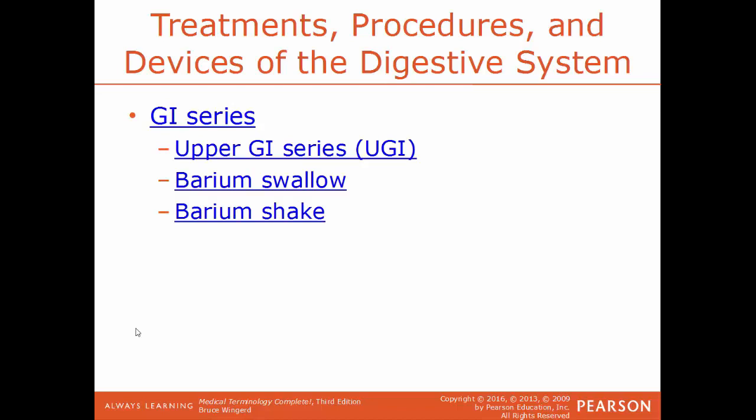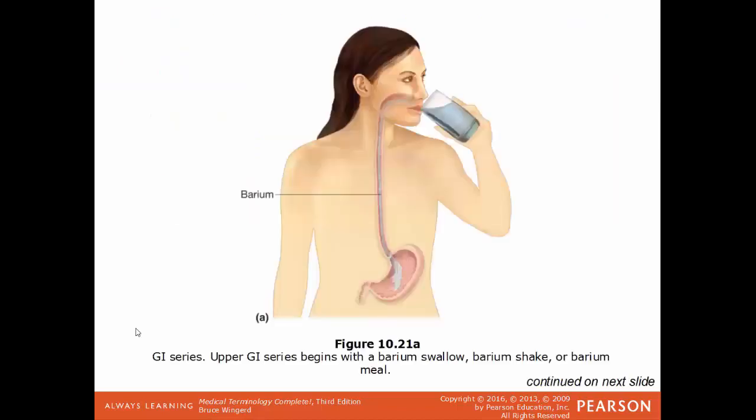And the next two terms, barium swallow or barium shake, both reference the solution that has to be taken by the patient in order for the GI series to be able to work properly. And here's how that would work. In this illustration, the patient is drinking the solution, so that would be a barium swallow. And then that solution would coat the entire length of the GI tract.